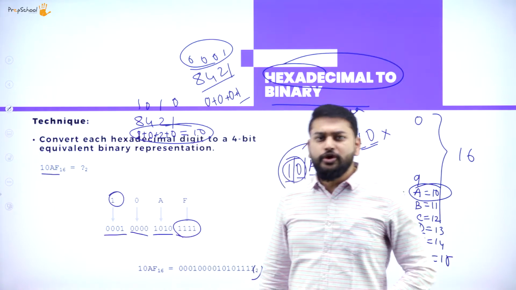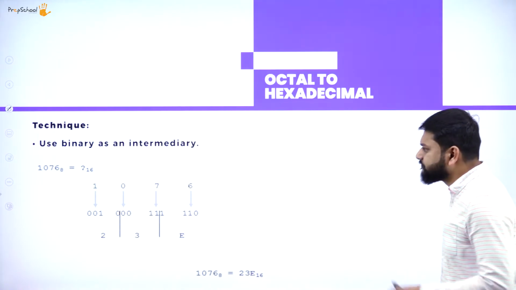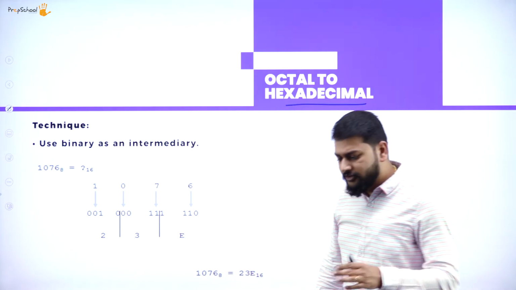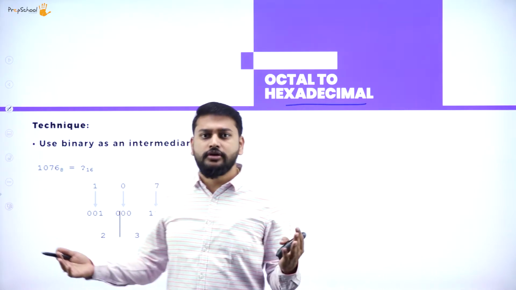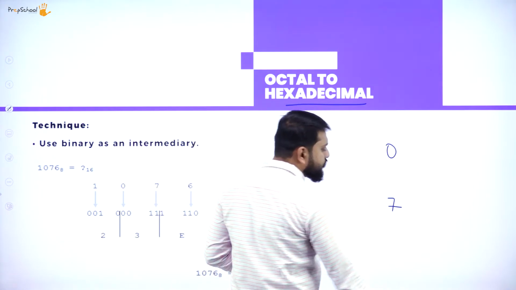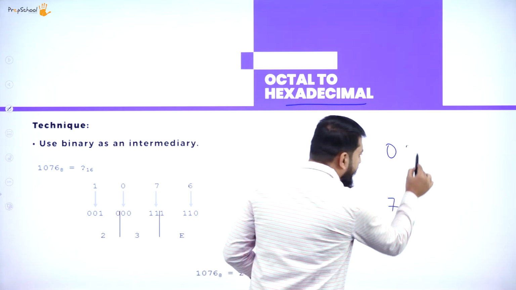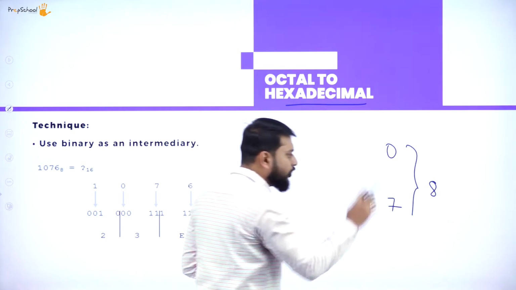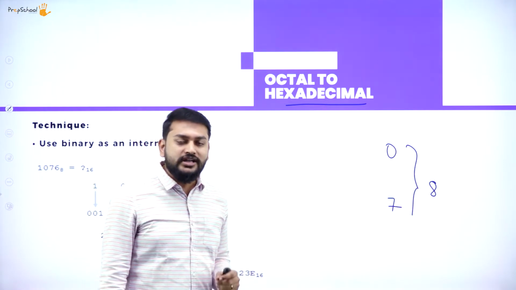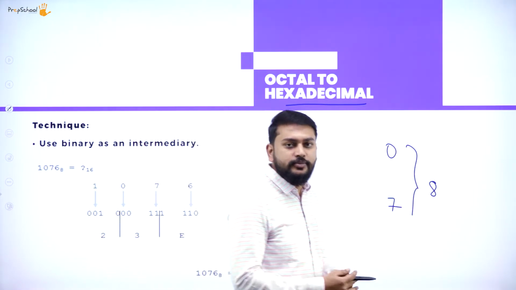All right, moving on to the next method that I have: octal to hexadecimal. They've given me the octal number. For an octal number, the range, as I discussed in the previous session, is 0 to 7. So how many numbers do I have? Total 8 numbers including 0. So that is the range. What is the base? 8 is the base.